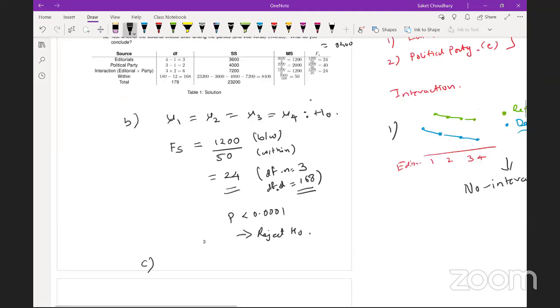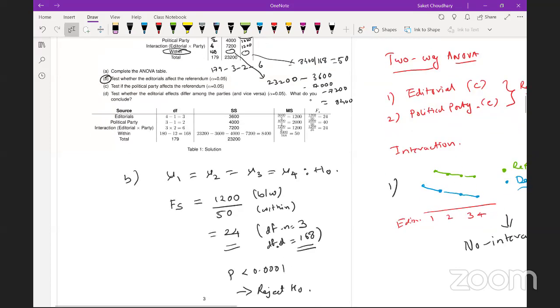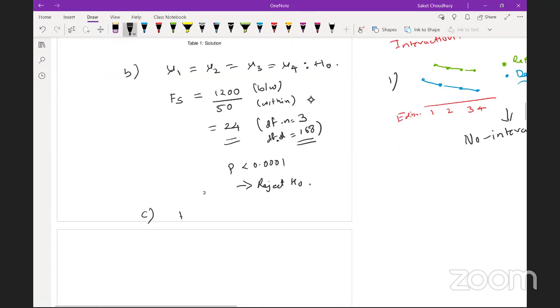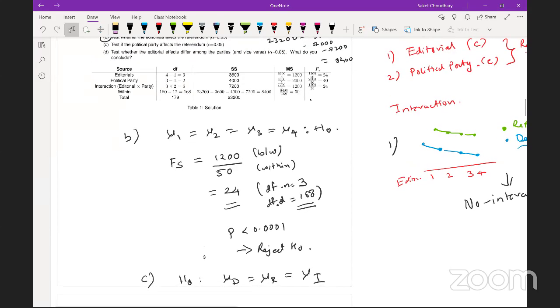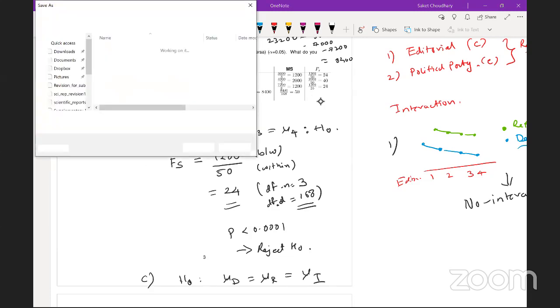Okay, let's look at problem C. Problem C is asking the same question, but in the light of the political party. So we have H naught: Democrats, Republicans, and independents are equal or not. Do you see the power of two-way ANOVA? It allows us to investigate much more fine-grained problems. Because we have two categorical variables, we can test if the numerical quantity that you're measuring is being affected by different categories or not. Or, in the third case that we're going to work with now, whether the interaction matters as well.